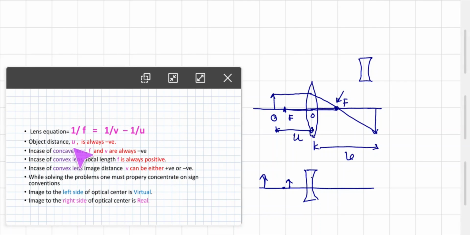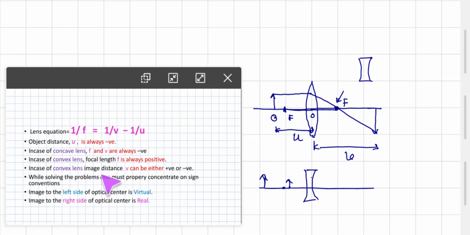Now here it is the object distance u. Remember that as this is the optical center, according to sign conventions, the object is placed to the left hand side of the optical center, and whatever distance u to the left is considered negative. In the case of a concave lens, the focal point is considered, and the image is again always to the left. So for a concave lens, the values of f and v are always negative.